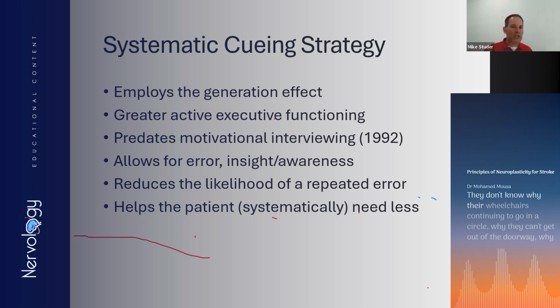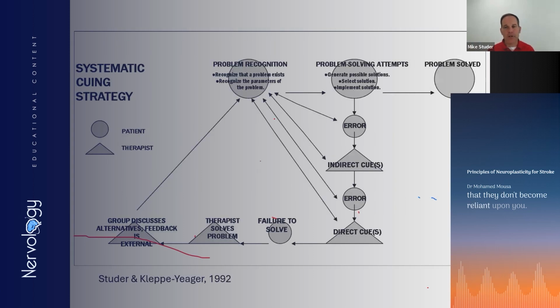They don't know why their wheelchair is continuing to go in a circle, why they can't get out of the doorway, why they're losing their balance, because we've never given them an opportunity to try to problem solve for themselves. So now I'm giving you a framework that helps you systematically cue patients so that they don't become reliant upon you. And here's what that looks like.